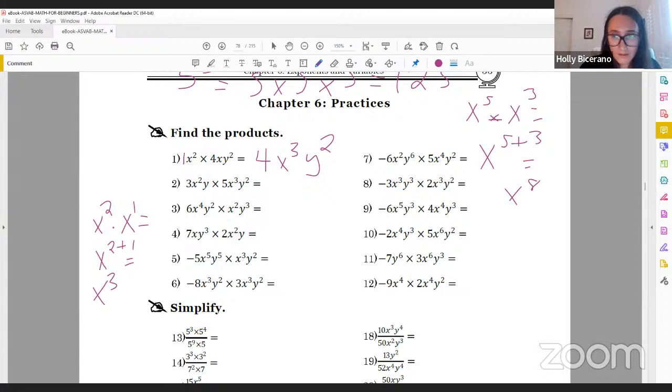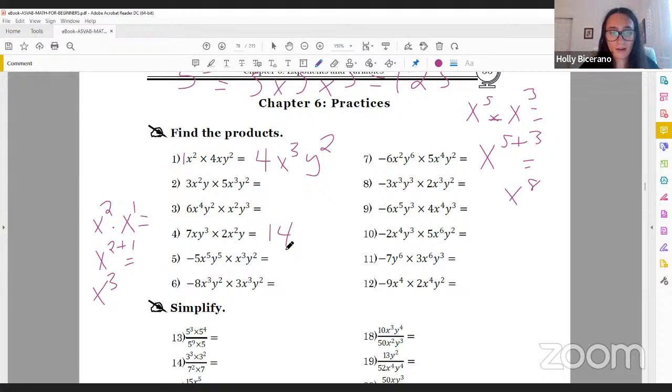So then let's go to another problem. Let's try number 4. Okay, so same thing. We're going to multiply the numbers first. 7 and 2. 7 times 2. It's 14.